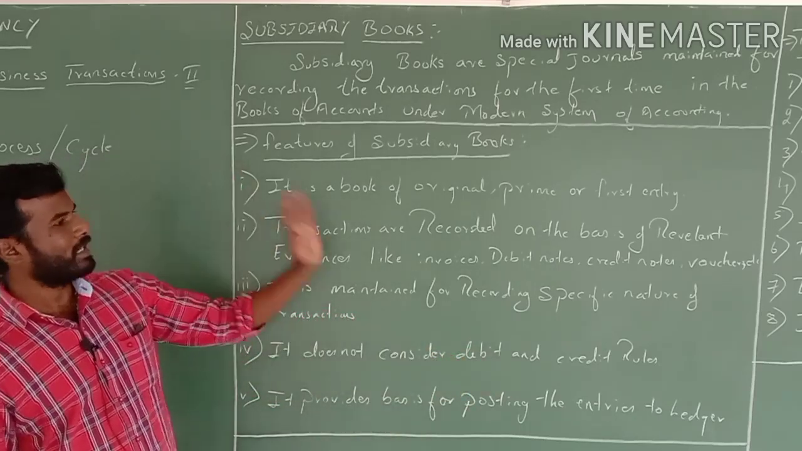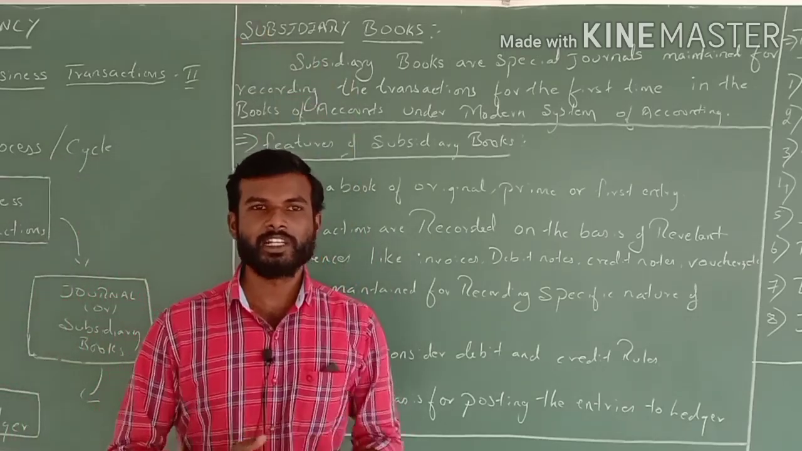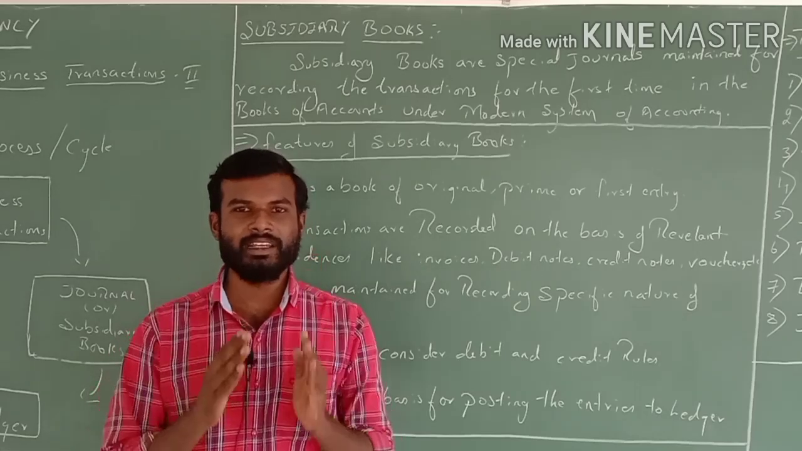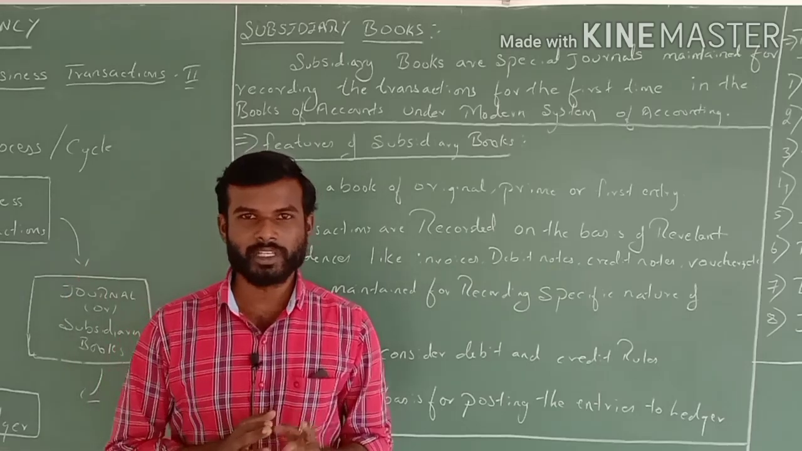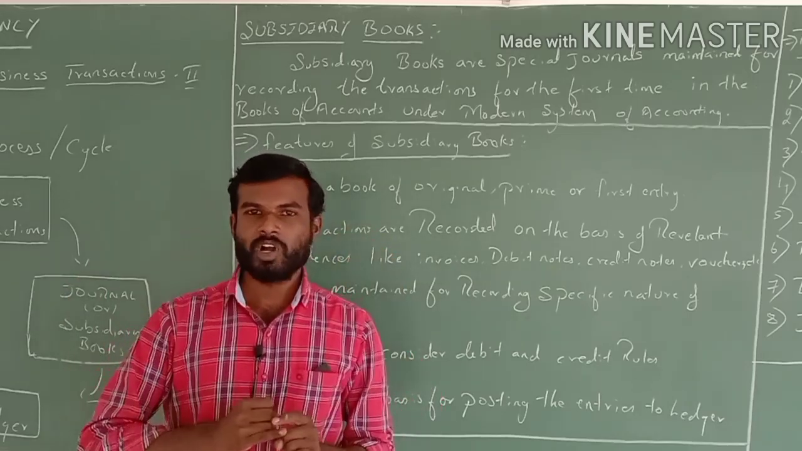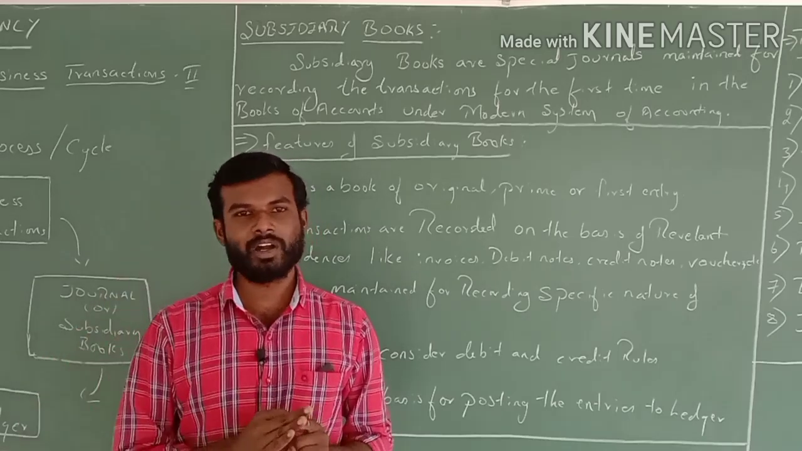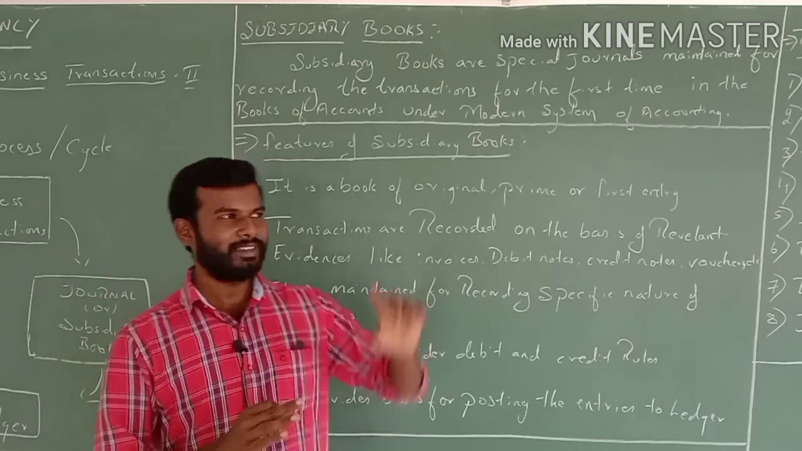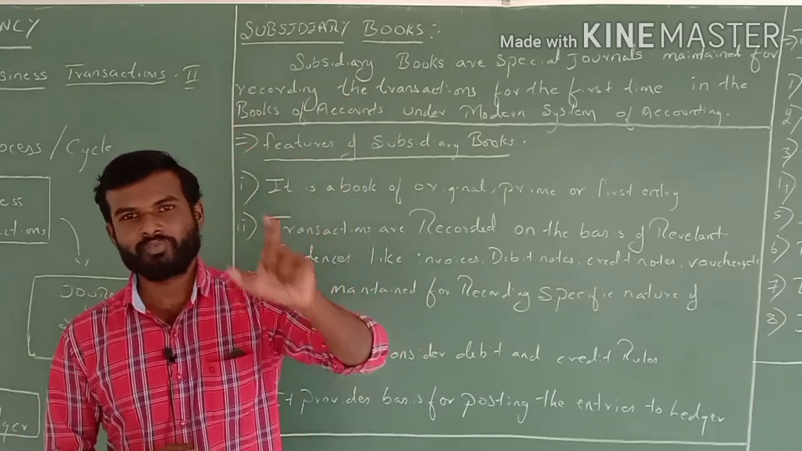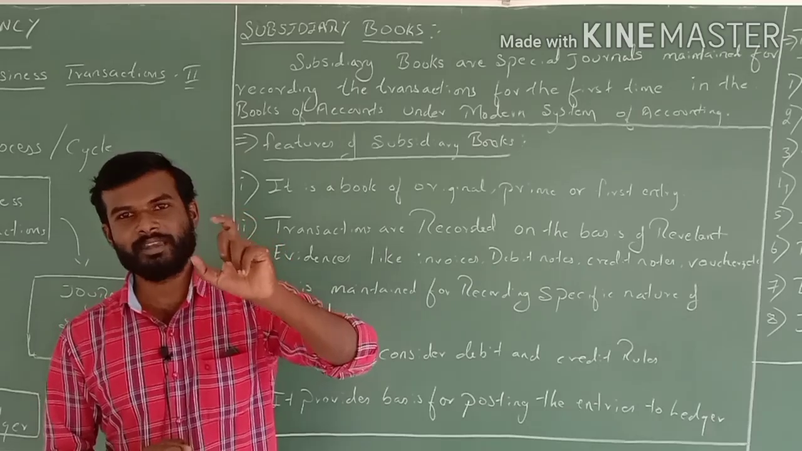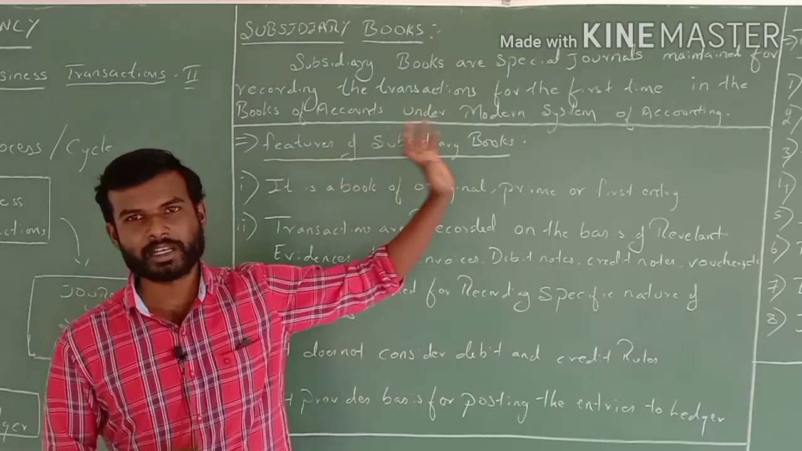So again we can glance once again at what subsidiary books mean. Subsidiary books are the special journals or day books which are maintained for recording the first-time entry under the modern system of accounting. So remember that it is a day book or special journal. We will be recording for the first time. It is maintained under which system of accounting? Modern system of accounting. That means subsidiary books are the special journals or day books maintained for the first-time entry, we can say prime entry also. So it is maintained under the modern system of accounting.